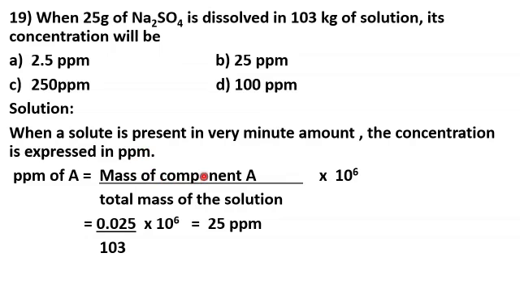So here mass of component A, that is mass of sodium sulfate, is 25 gram. Convert it to the SI unit, that is kg scale. So it becomes 0.025, divided by total mass of the solution, here 10^3 kg, into 10 to the power 6. Substitute and simplify this equation. You will get answer of 25 ppm. Therefore, the correct option here is option B.